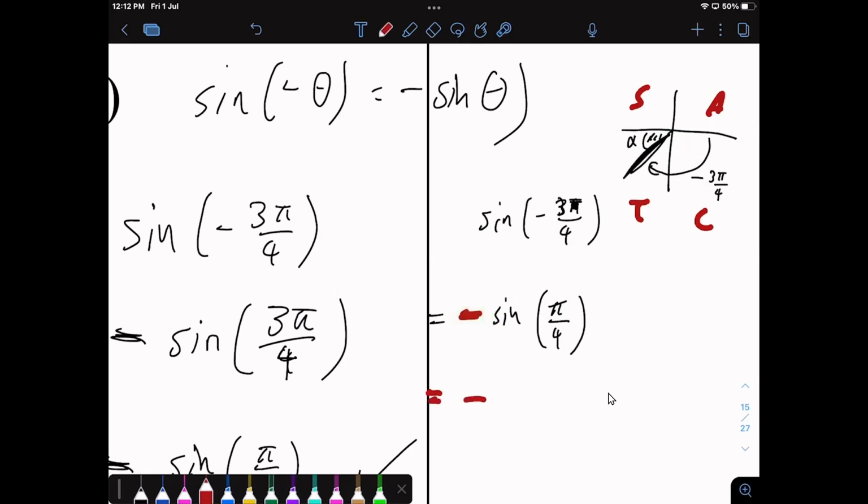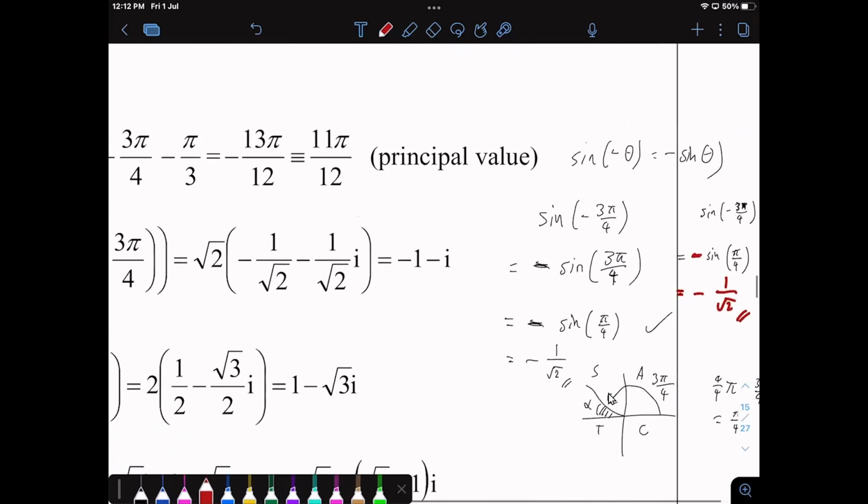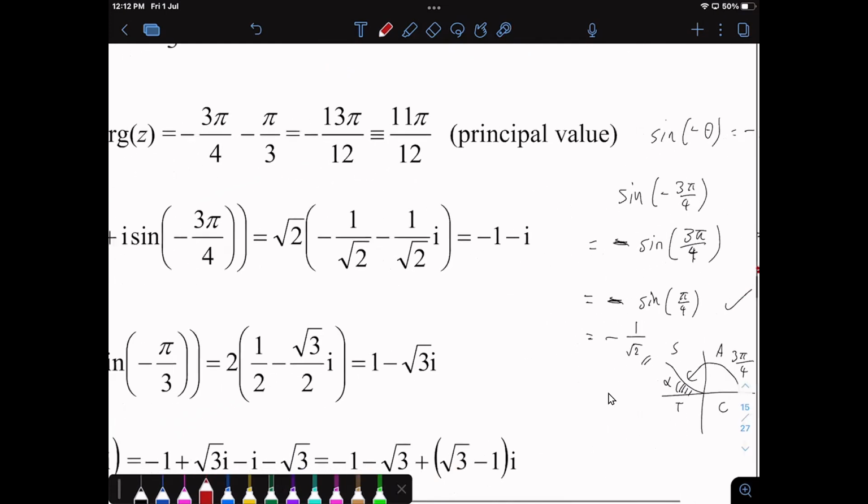Then what's sine pi by 4? 1 over square root 2. Sine pi by 4, it's 1 over square root 2. Okay. Then you'll get negative 1 over square root 2. Is that clear? Okay, finally, we get our negative 1 over square root 2.